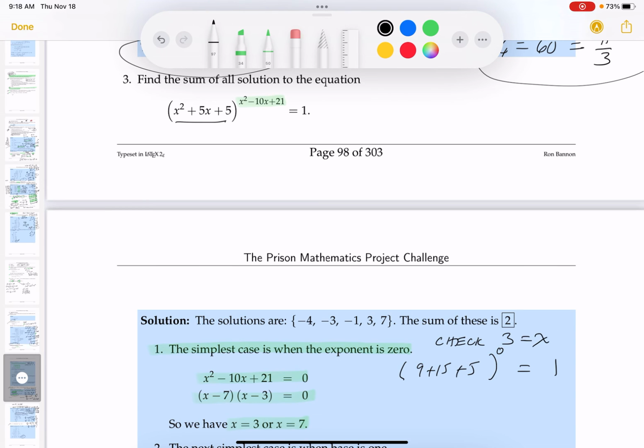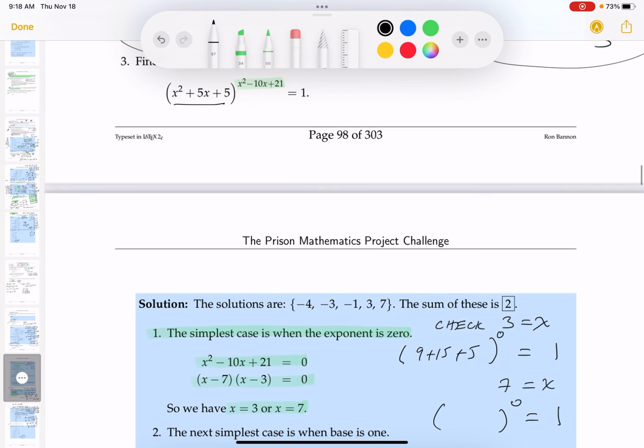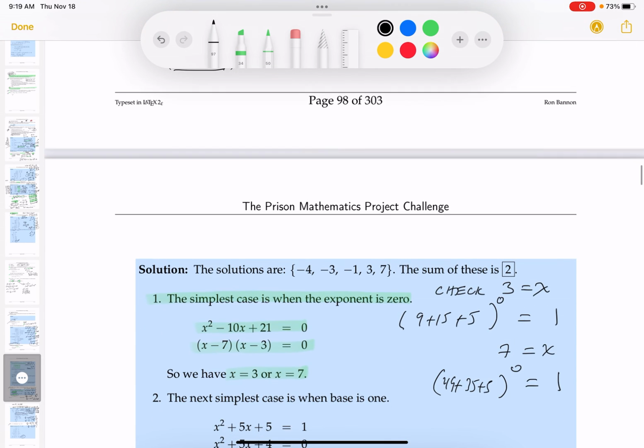And you probably should check x equals 7. A little more difficult to do, by the way, but the power would be 0. And what do you get on the inside? You would get 49 plus 35 plus 5, and that also equals 1. So I'm going to say I found 2 solutions over here, right?